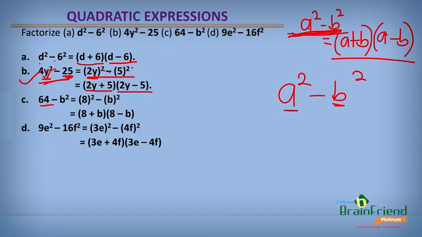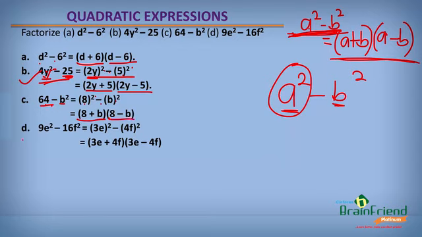So here we have 64 minus b squared. 64 is not in this form, a squared. So the square root of 64 is 8, so we can say 8 squared. Now it is in the form a squared. So we have 8 squared minus b squared. And the simple factorization is this: 8 plus b times 8 minus b.